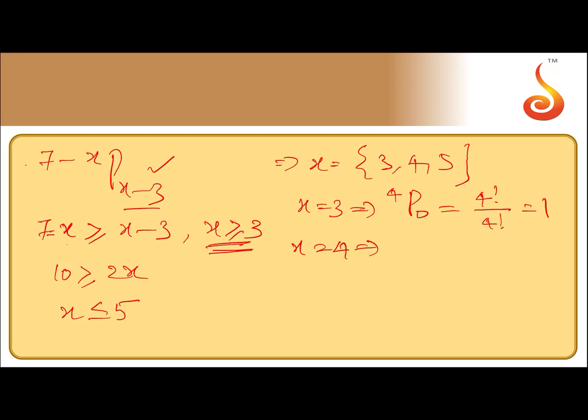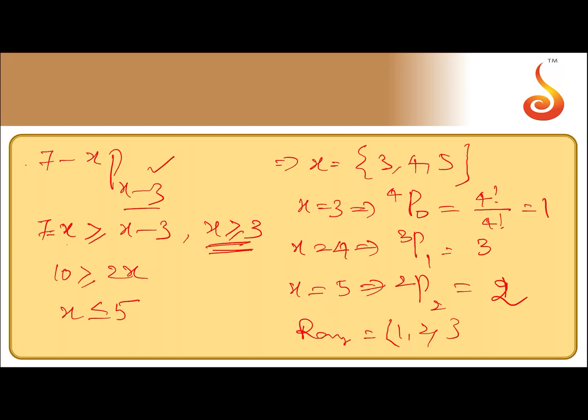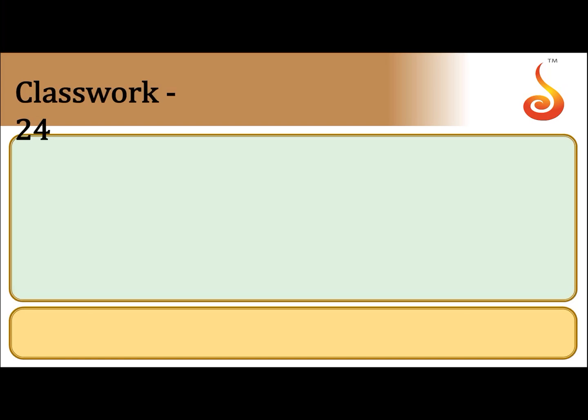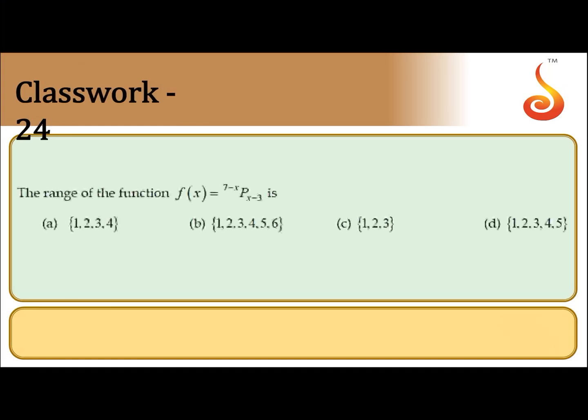Now x is equal to 4, when I substitute, 7 minus 4 is 3P1, and the value of 3P1 happens to be equal to 3. Let me take up x is equal to 5. When I substitute, 7 minus 5 is equal to 2 and 5 minus 3 is 2. 2P2 is equal to how much value? 2 will be the answer. So therefore, the range of this function is given by 1, 2, 3. So the answer for this problem is 1, 2, 3. That is the answer C.